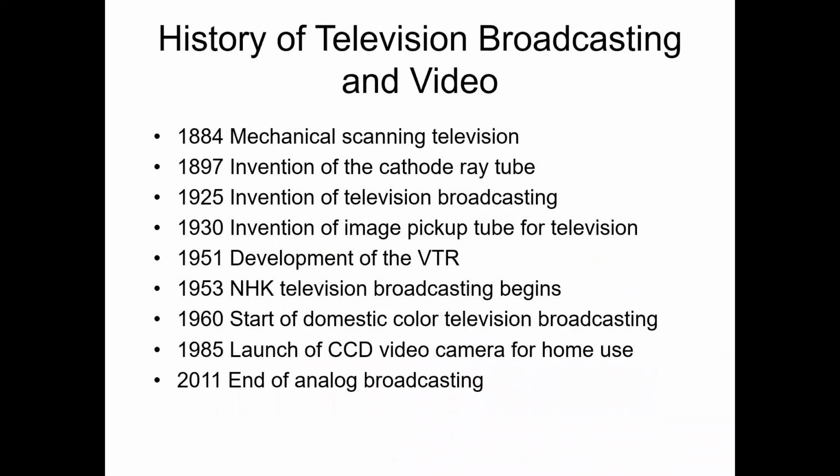Anyway, that's the history of the camera, and then maybe it's good to briefly wrap up the history of the television broadcasting system and video. The mechanical scanning television, I actually don't know much about that. It was invented at a similar time as the camera, in 1884. Then the cathode ray tube was invented in 1897, almost the 20th century, right? Then the broadcasting system was invented in 1925.